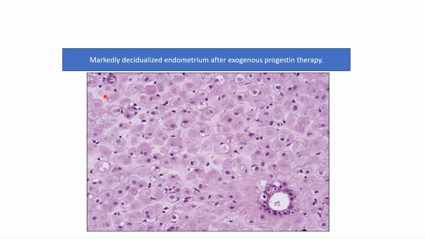This section shows markedly decidualized endometrial stroma after exogenous progesterone therapy. So this is an atrophied gland, and the stroma shows marked decidualization, showing abundant cytoplasm with clear boundaries and round vesicular nuclei.